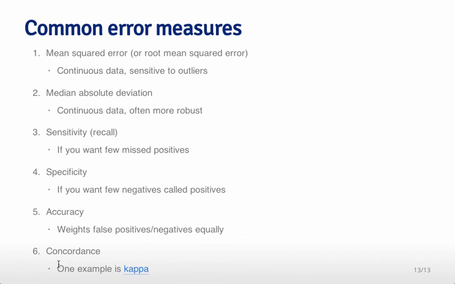For multi-class cases, you might have something like concordance, and here I've linked to one particular distance measure, kappa, but there is a whole large class of distance measures, and they all have different properties that can be used when you have multi-class data. So those are some of the common error measures that are used when doing prediction algorithms.